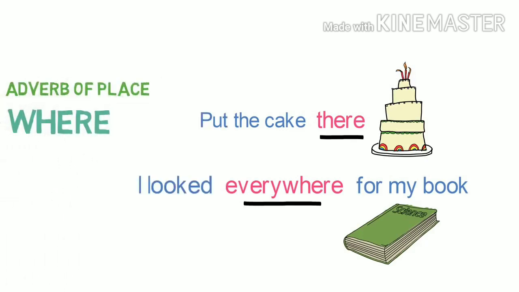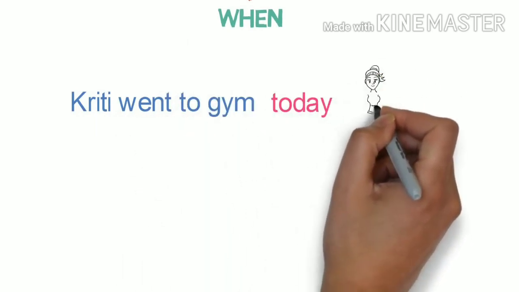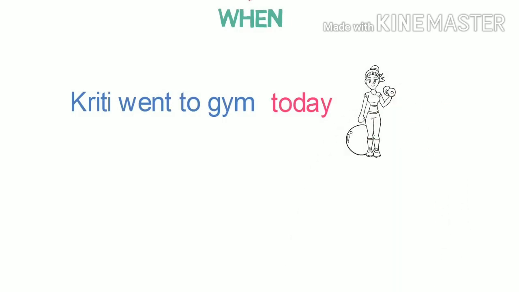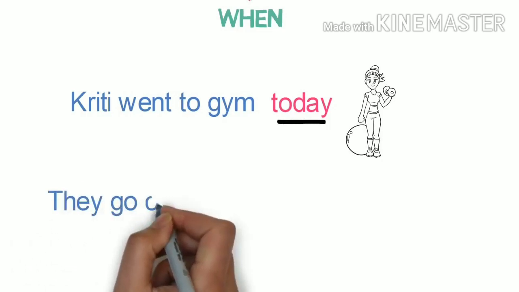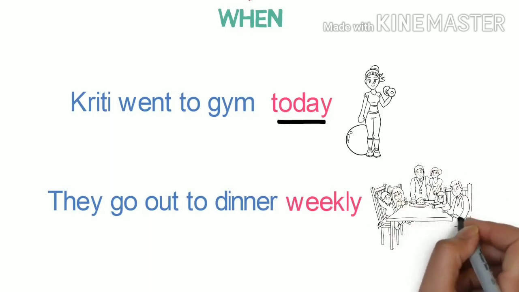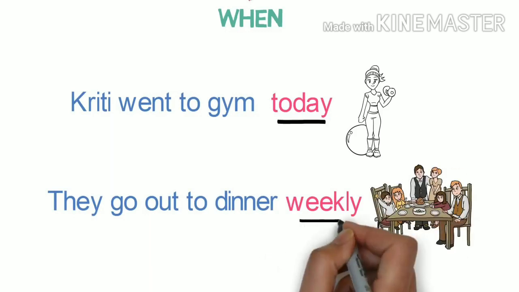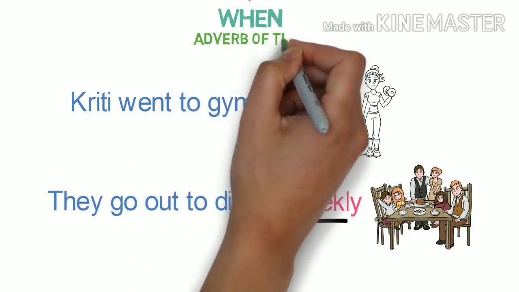Now let's look into the next way in which we describe action: when exactly the action happened. Kriti went to the gym today. Here we know that Kriti went to the gym, but when did she go? Today. So today is an adverb here. They go out to dinner weekly. Now we can say that they go out to dinner without using weekly also, but weekly tells us when they go to dinner. As this adverb describes when the action exactly happened, these are called adverbs of time.